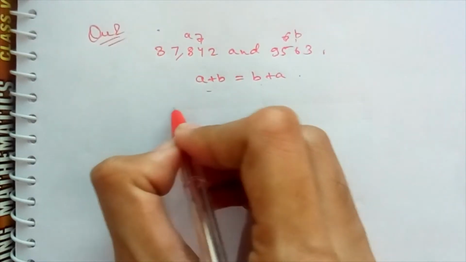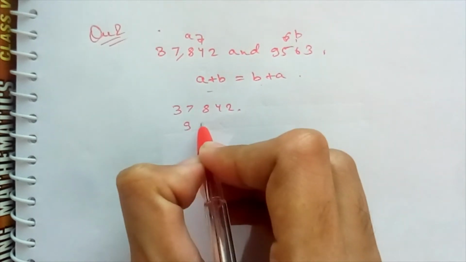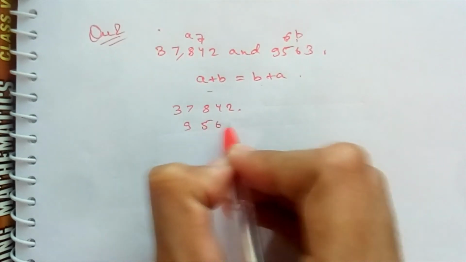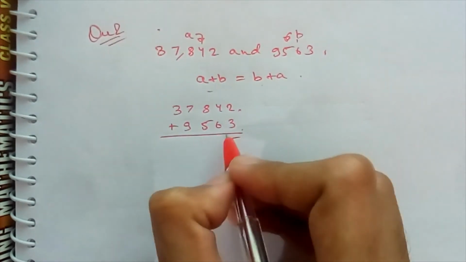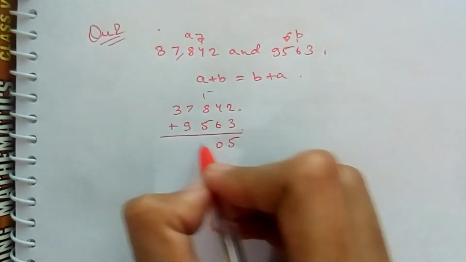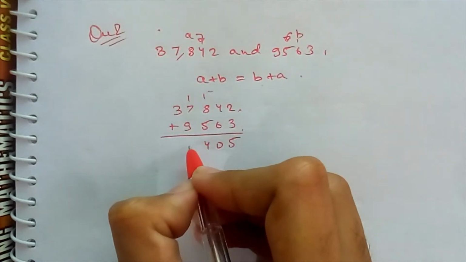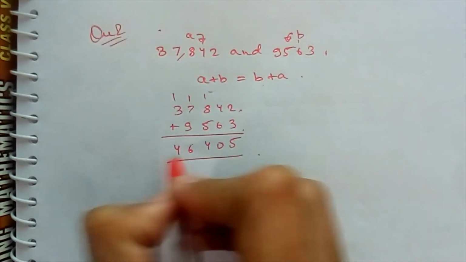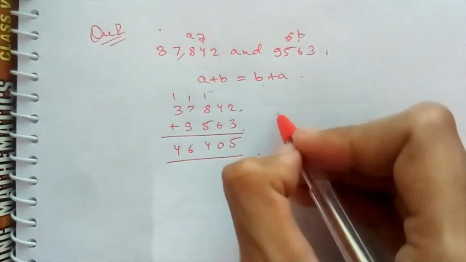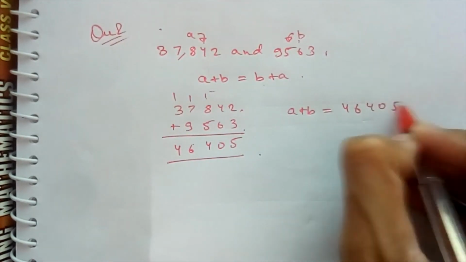So first we will do 37842 and 9563 and add these both. Let's add quickly. So the answer of A plus B is 46405.